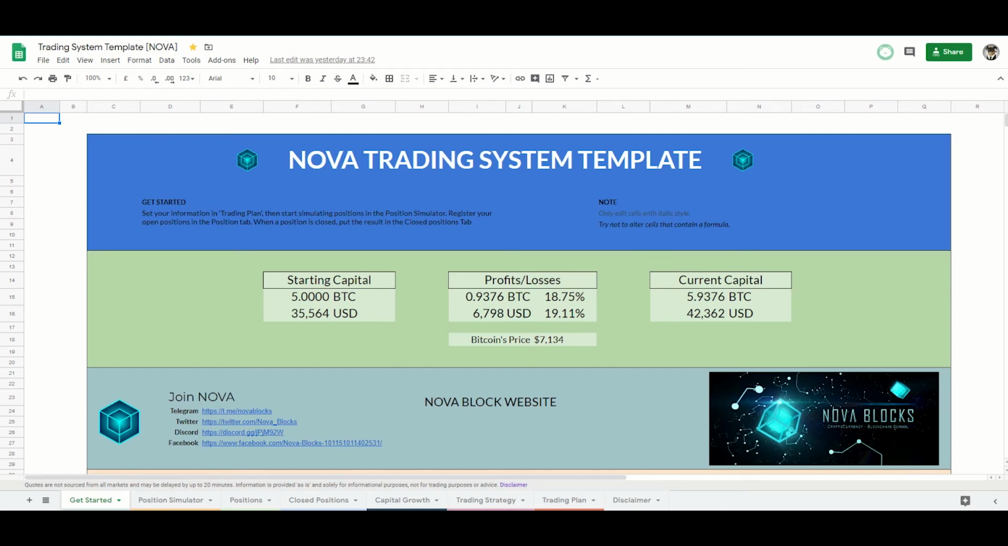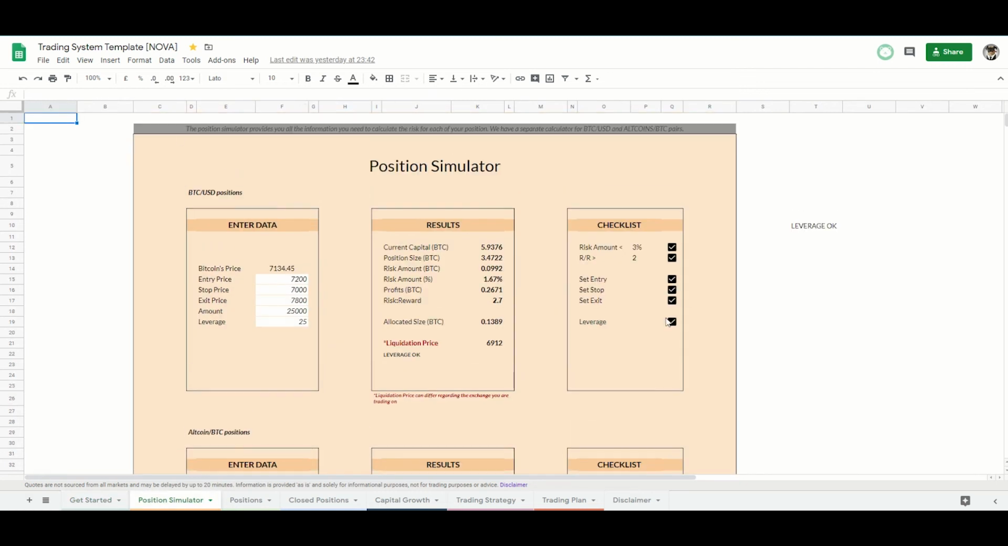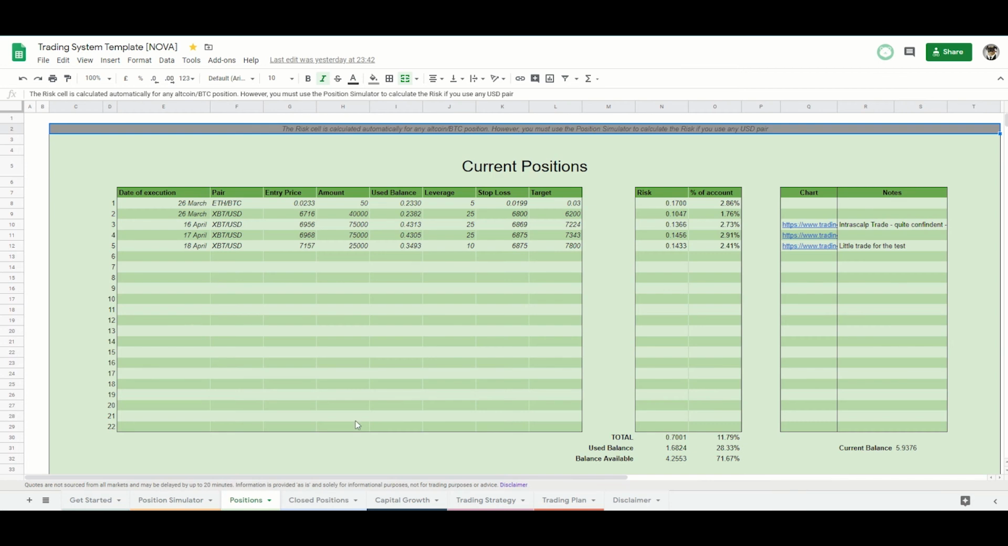In the previous video we just learned why we need a trading system template, a trading plan and a trading strategy, and we saw how the position simulator inside our trading system template was working. Now we are going to move these positions to the running position tab, so we can see all our running or current positions, running and pending. And when a trade is closed, we're going to move it into the closed position tab. Alright, so let's see how this tab works.